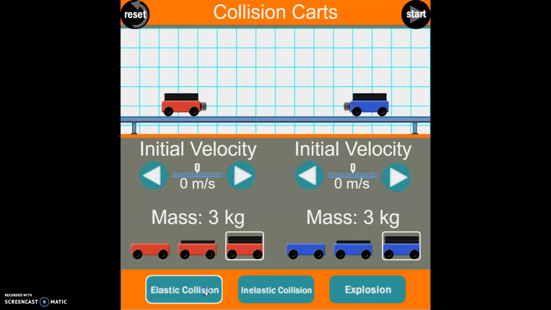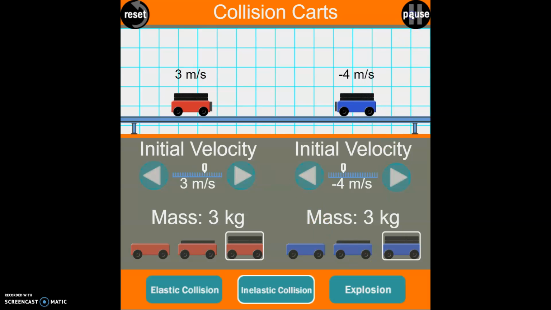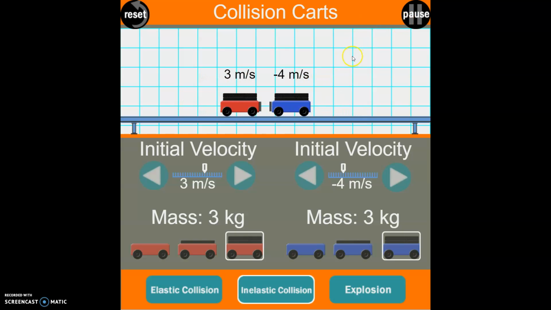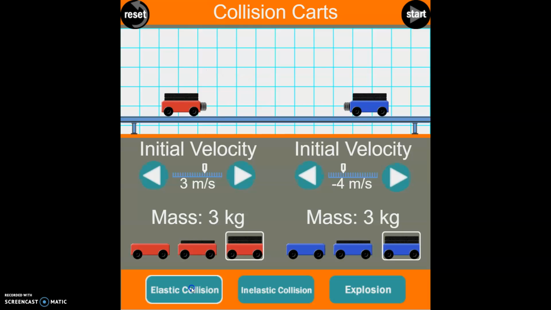I just did elastic, and they bounced off each other. If I do inelastic, and set red positive, blue negative, and I hit start, the inelastic collision is when they stick together. That's 100% inelastic.